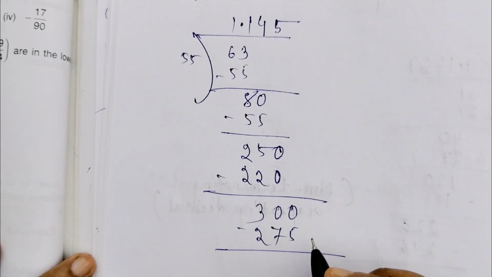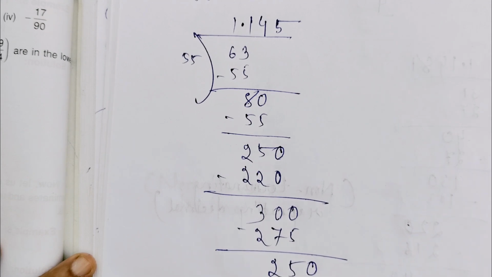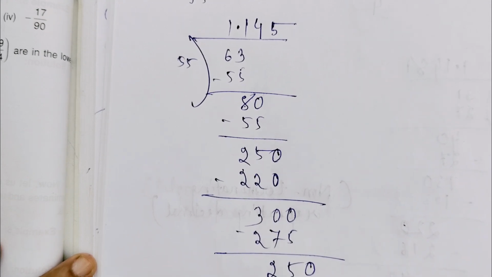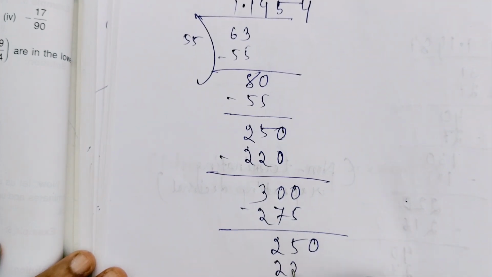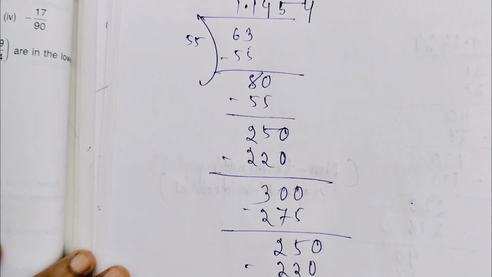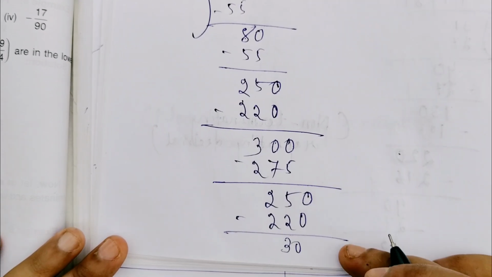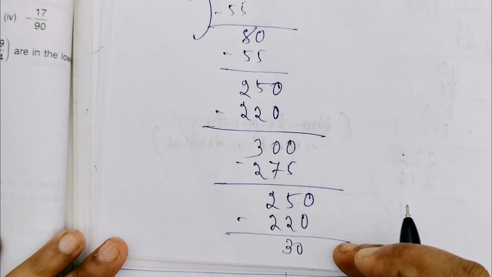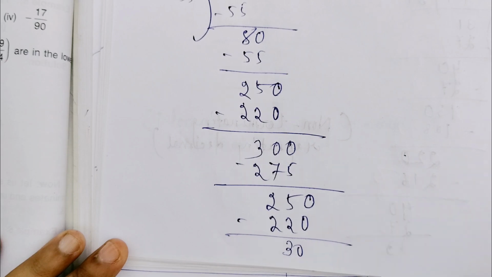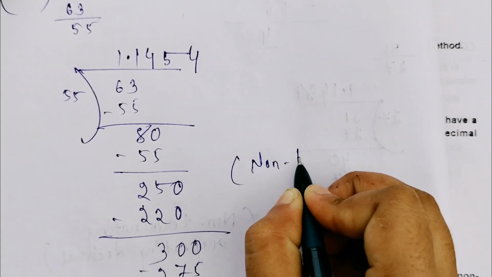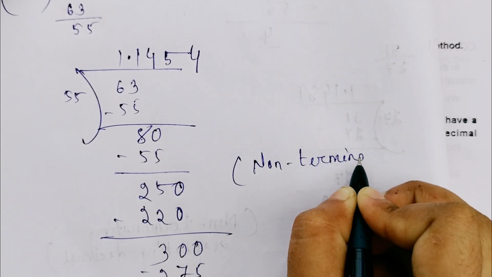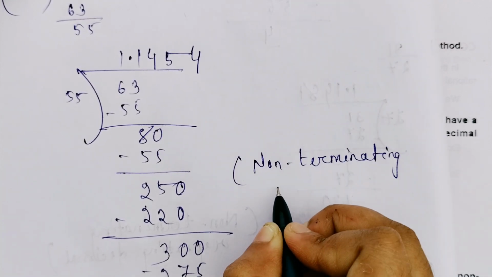0 minus 5 we cannot subtract and borrow, then 10 minus 5 is 5, then 9 minus 7 is 2, then 2 minus 2 is 0. 25 and put 10. 250, then 55 4 ja 220. Then we find 30. The remainder is 30. It is a repeating decimal number. So we write non-terminating repeating decimal.